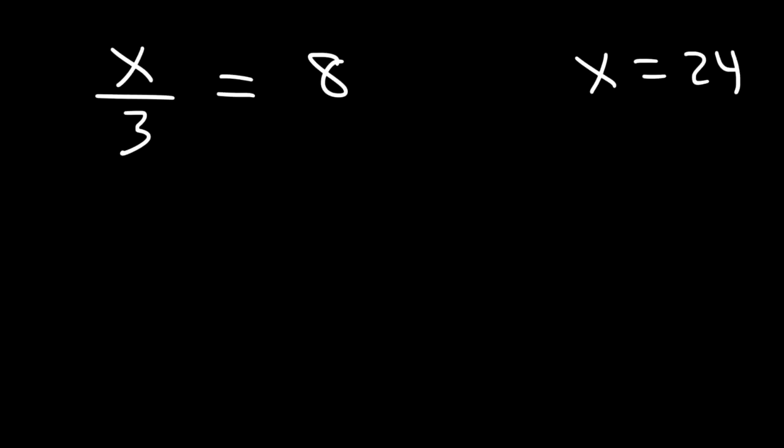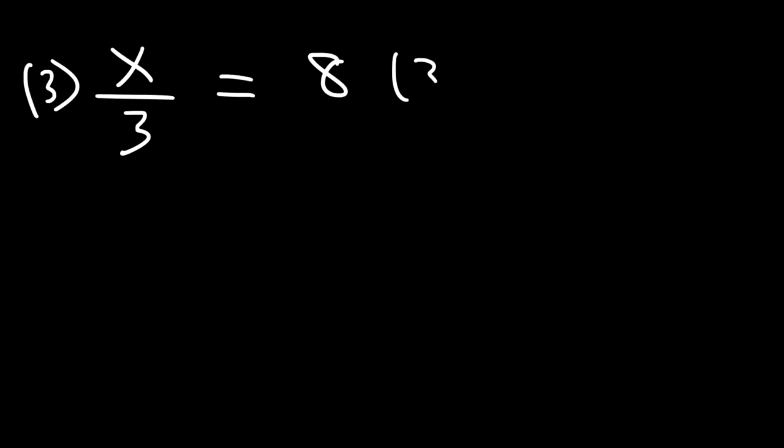Now what if you have an equation that looks like this? x divided by 3 is equal to 8. What is the value of that number? Intuitively, you know that 24 divided by 3 is 8. So x is 24. But what process do we need to take to get the answer? Right now, x is divided by 3. The opposite of division is multiplication. So you want to multiply both sides by 3.